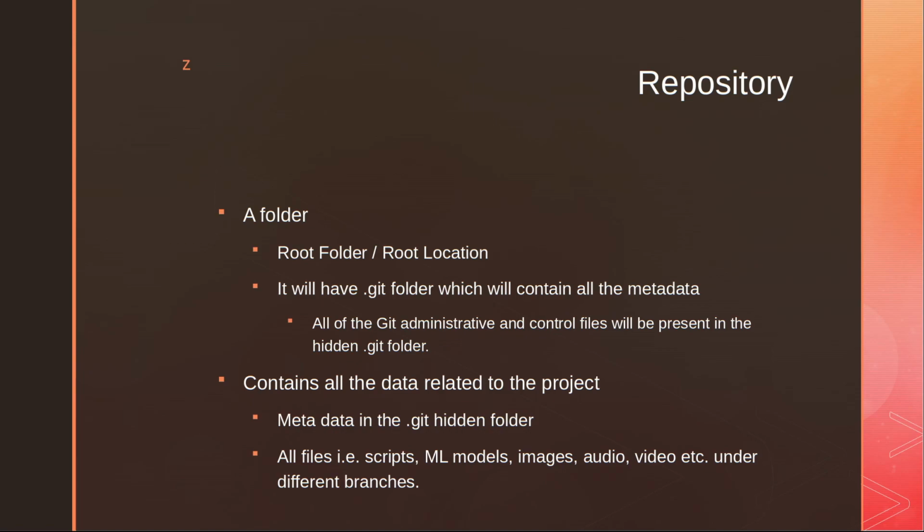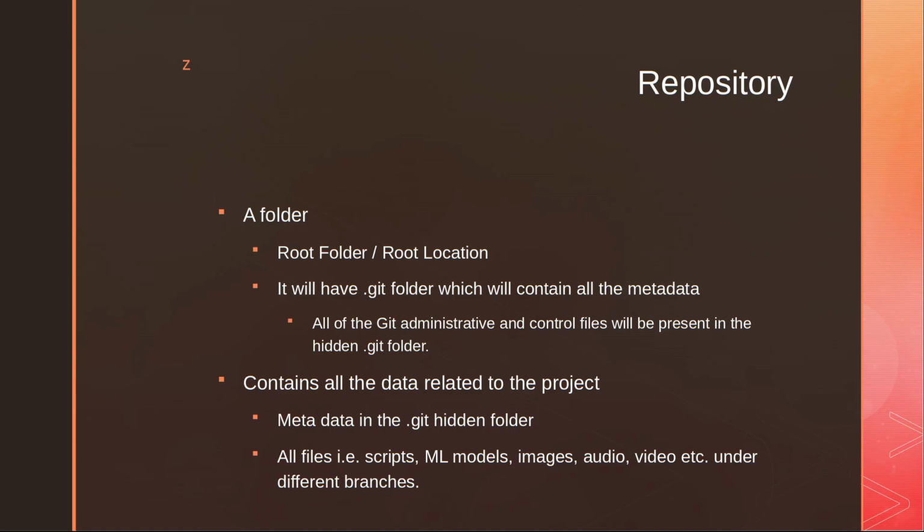Under this .git folder, you will get all the files and folders for the Git administrative task as well as configuration files. And outside of this .git folder, you will find all the files and folders related to the particular project. Again, one thing to note is that all these files and folders of the project will be available under different branches.